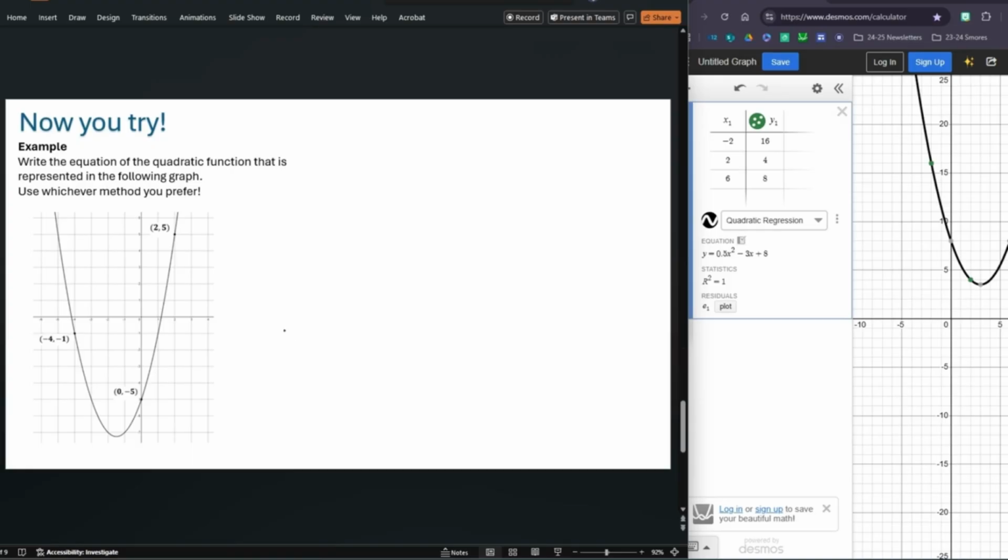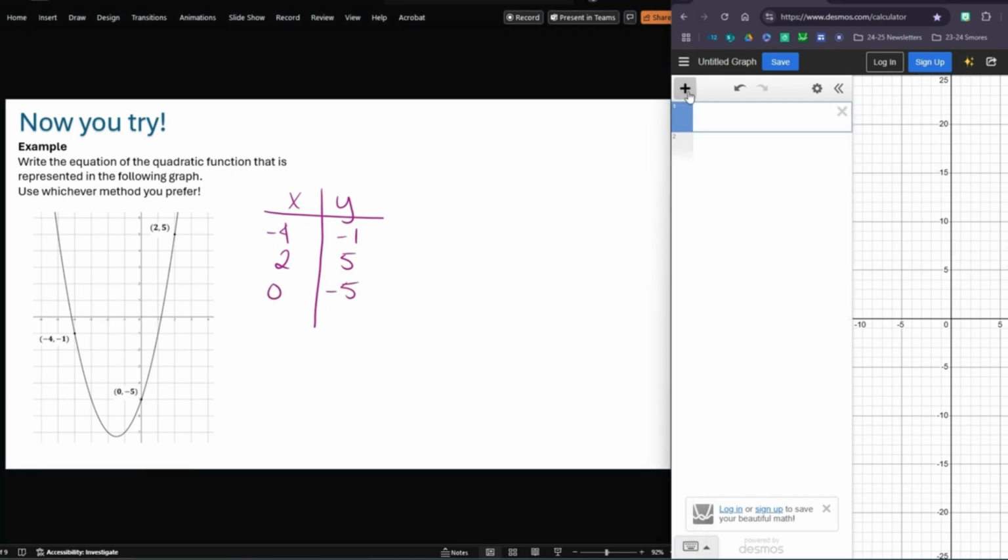So here it says to write the equation of the quadratic function that's represented in this graph, and you can use whichever method you prefer. So personally, I think that regressions are the quickest way of doing this. So I like to just go ahead and take these points and create an XY table. And I'm going to use regressions in Desmos to go ahead and create this equation. So I'm going to do this table, and then I'm going to type in all my values.